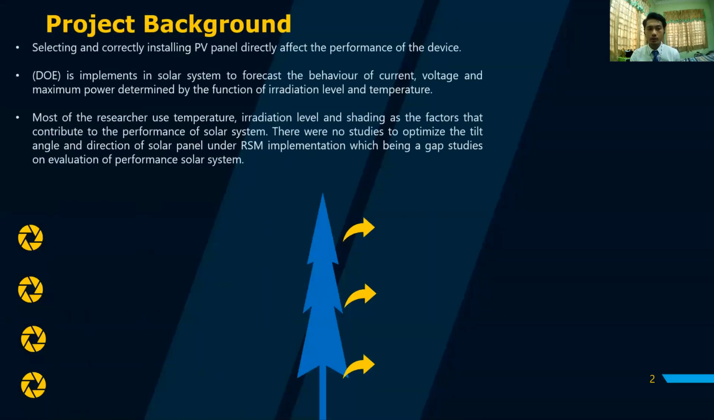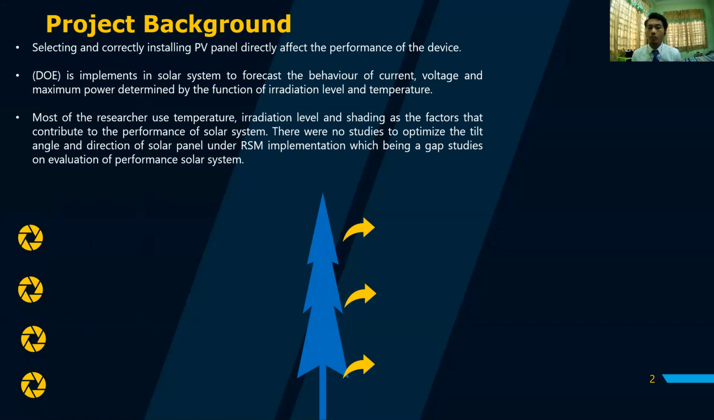Next, I move to the project background. The elimination and reduction of greenhouse gas is an essential measure for global warming mitigation. Therefore, PV panels have been used as a fast-growing component for power generation. Selecting and currently installed PV panel directly affect the performance of the device. Furthermore, DOE is implemented in solar system to forecast the behavior of current, voltage, and maximum power determined by the function of irradiation level and temperature.